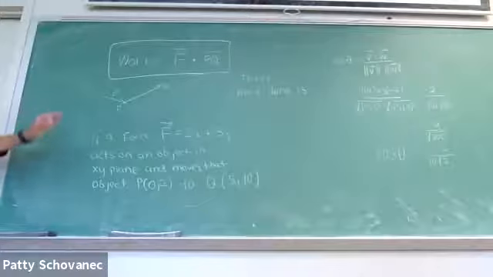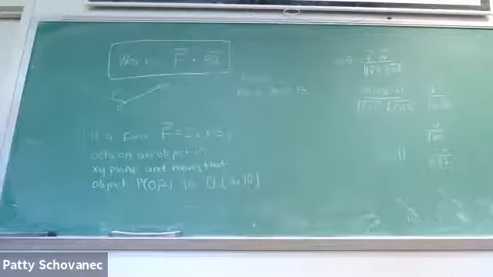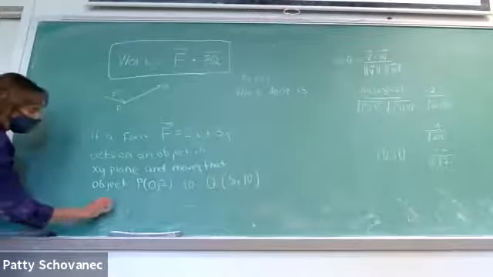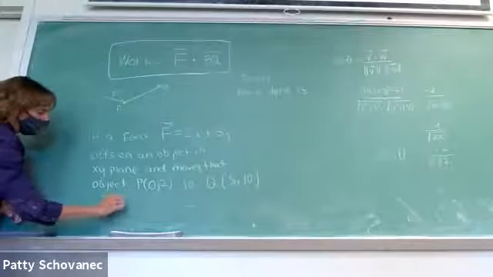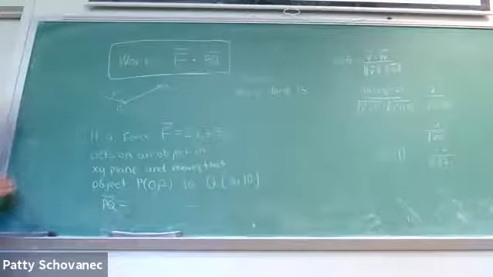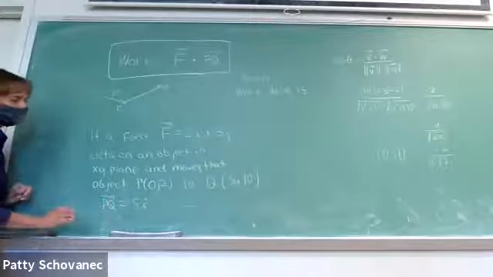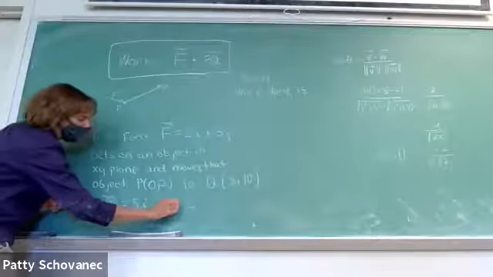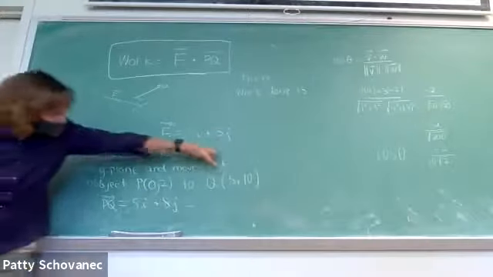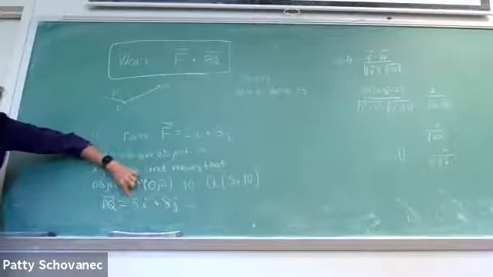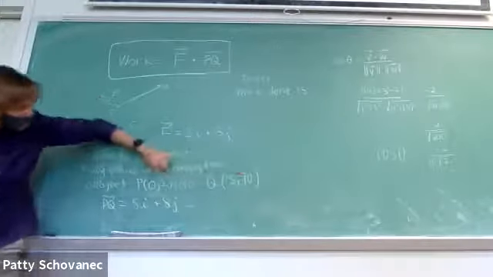From P to Q gives me what vector in IJ notation? 5I plus 8J. Coordinates of Q minus coordinates of P: 5 minus 0, 10 minus 2.